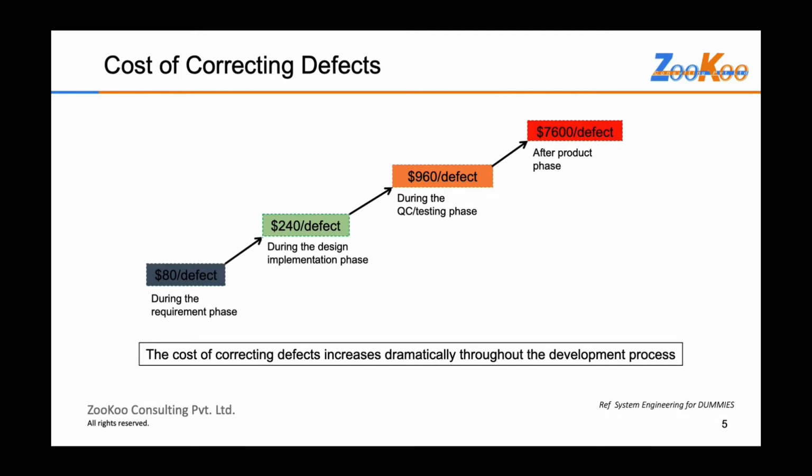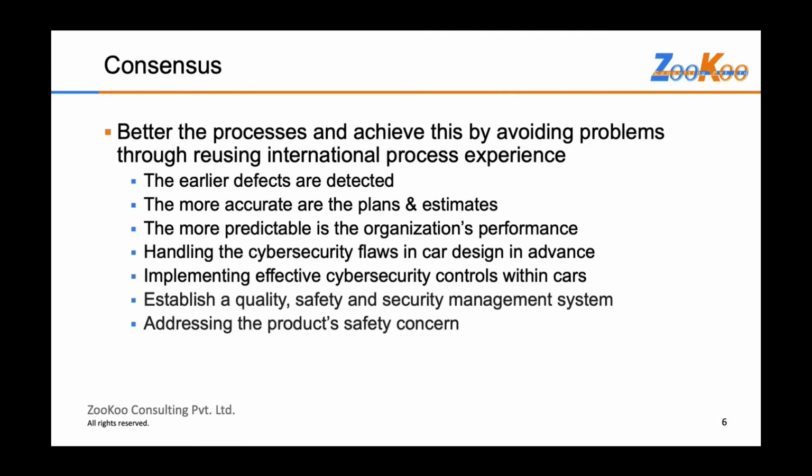So what is our ultimate aim? And there is a consensus: the better the process, the more you will achieve earlier defect detection, more accurate plans, and predictable organizational performance. Cybersecurity flaws in car design can be avoided. Establish a QMS by integrating all aspects, quality, safety, and security, addressing the product safety concern.